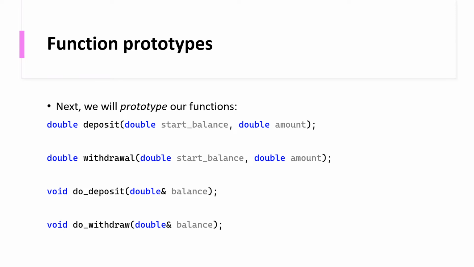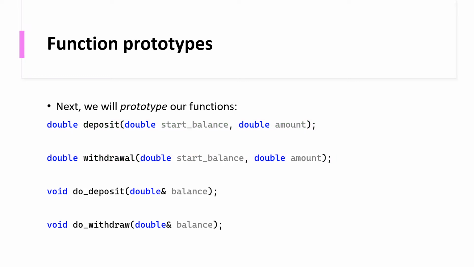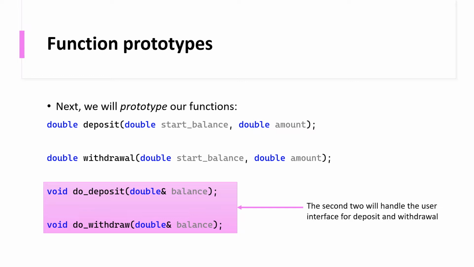Okay, so going back to writing our program, the next thing we're going to do is prototype our functions. The first two, deposit and withdrawal, are going to calculate the actual deposit and withdrawal. They're going to calculate the new balance in the situation of a deposit or a withdrawal. The second two are going to handle the user interface for deposit and withdrawal, and they're actually going to call the first two functions. So we'll have main calling do deposit and then do deposit calling deposit.